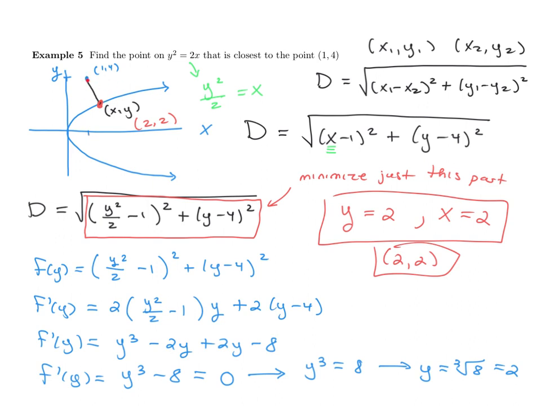Any other point that you draw on this graph is going to be greater than the distance from here to here. So I'm just going to confidently say 2, 2 is the point on y squared is equal to 2x closest to 1, 4. And that's it for this problem.